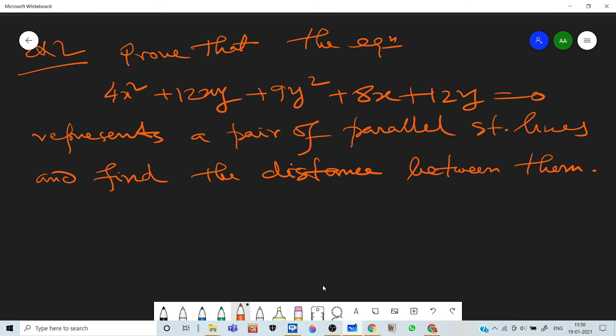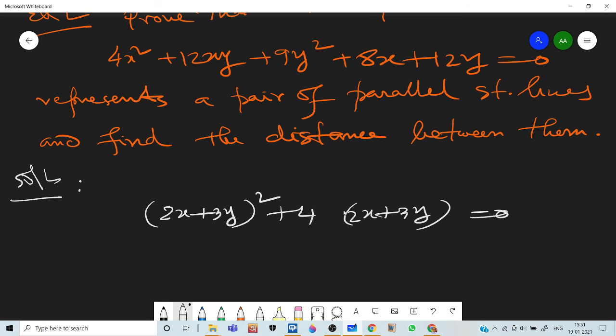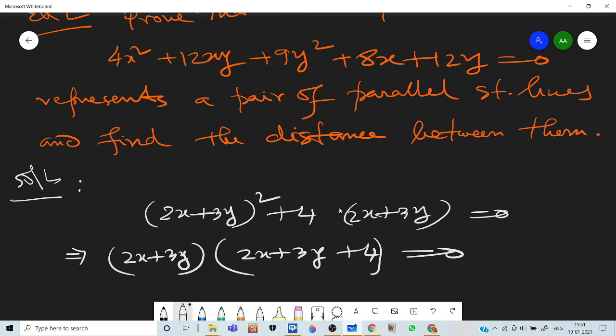Now, the given equation can be written as (2x plus 3y) whole square plus 4 into (2x plus 3y). And you can get this result from this result after simplification. So, taking common 2x plus 3y, you get the result (2x plus 3y)(2x plus 3y plus 4) equal to 0.